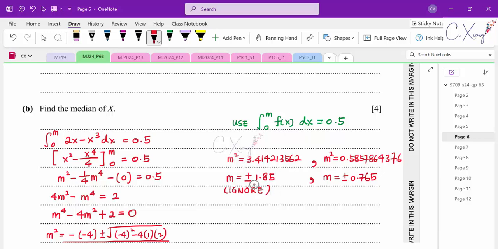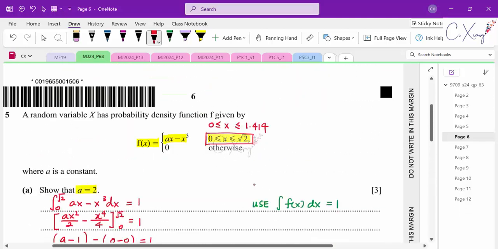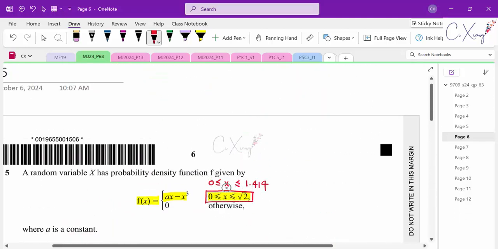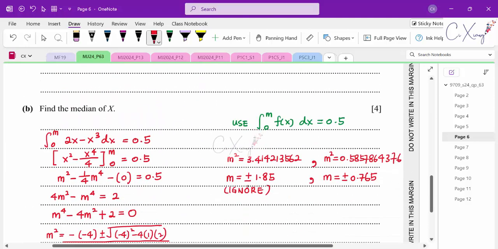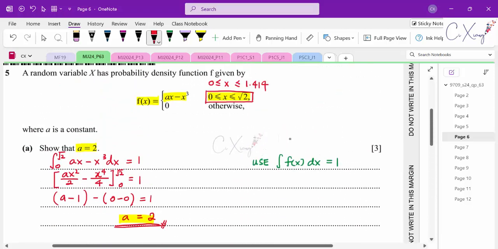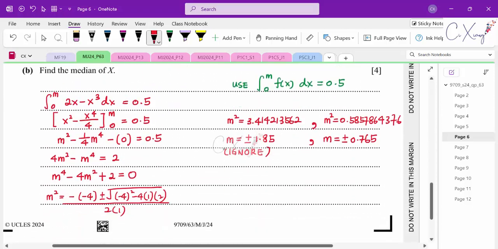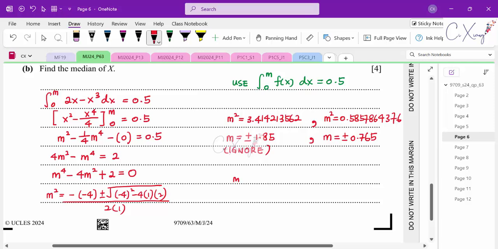So this whole set of answer I need to reject, because in the definition also x is greater than 0, so the negative answer should be rejected as well. Then for this one again, the negative value definitely should be rejected, so we are not considering the negative value. For positive 0.765, it lies between the value of x. Therefore, the correct median for this question should be 0.765, correct to three significant figure.